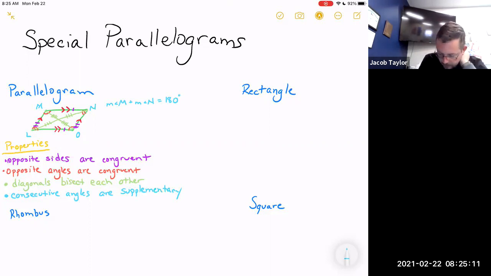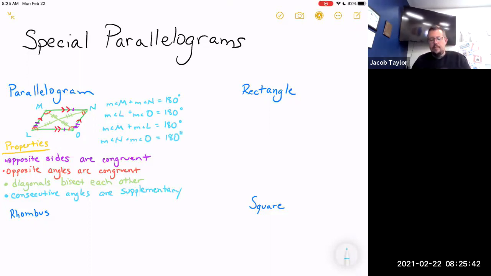So that was the top two angles. I could also do the measure of angle L plus the measure of angle O is 180 degrees. And I could say the same thing about the pairs of angles on either side. So the measure of angle M plus the measure of angle L is 180 degrees. And I could also say that the measure of angle N plus the measure of angle O is 180 degrees.